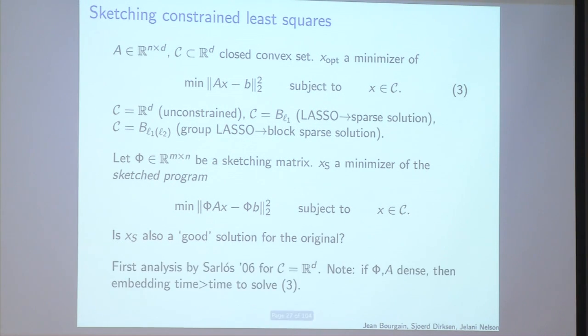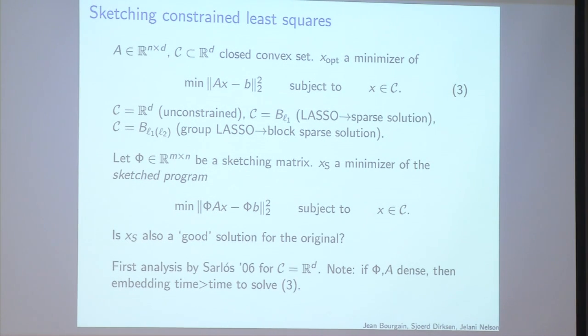So this was first analyzed by Sarlos in 2006, as far as I know, for unconstrained least squares. The thing to note here is that if both Phi and A are dense, then the embedding time will be more than the time to solve this program. So this is rather silly. This means, in particular, that if we use a Gaussian matrix or even a random sign matrix, then we won't get anything. So the main question is, what did Sarlos actually do?